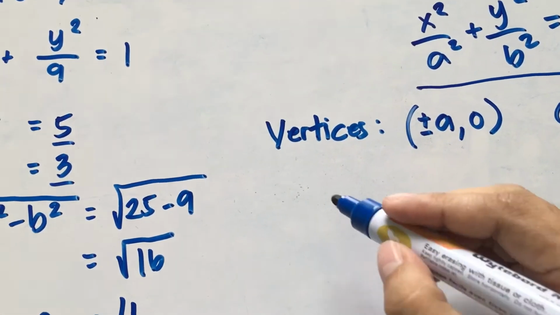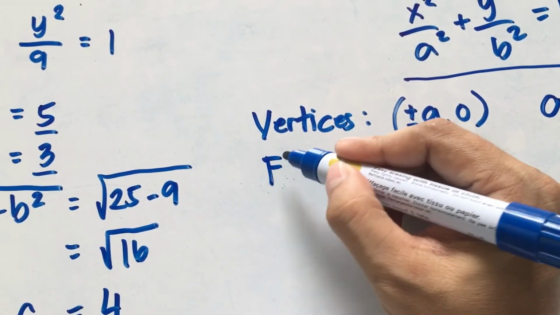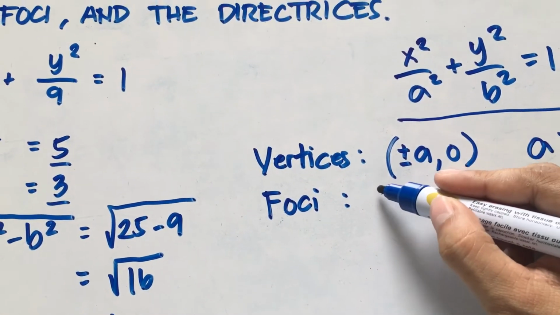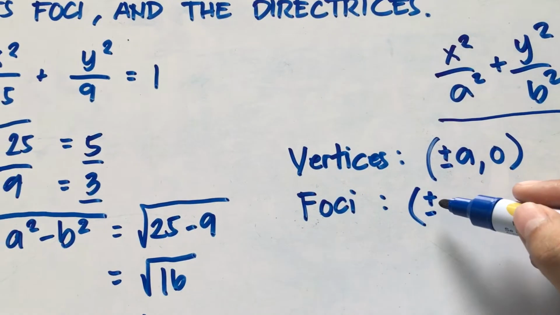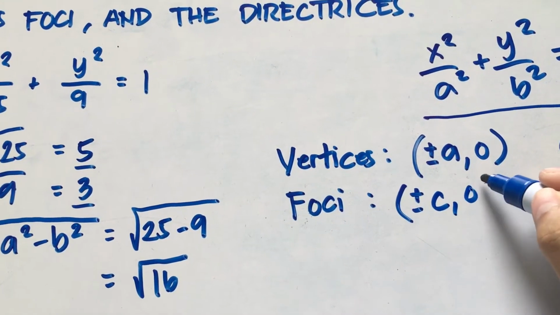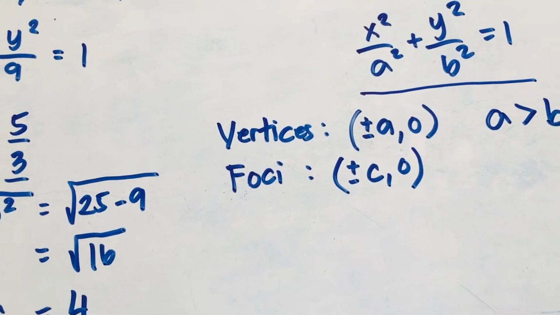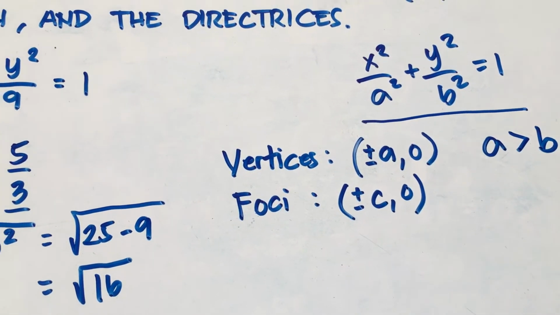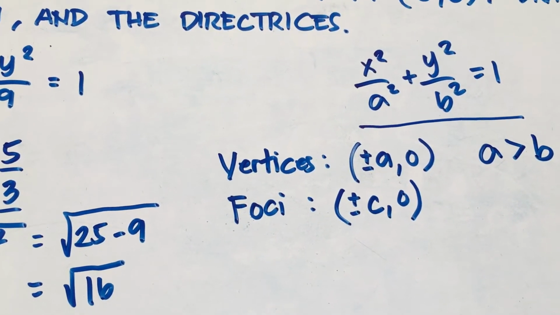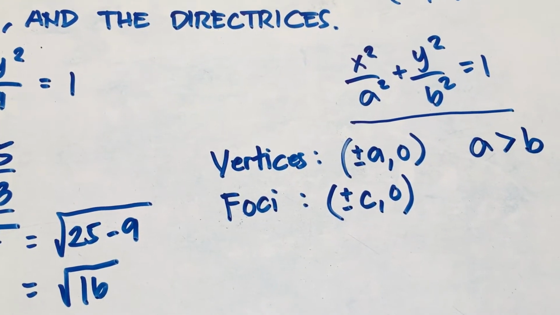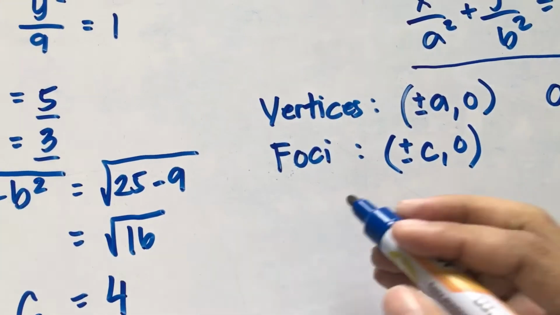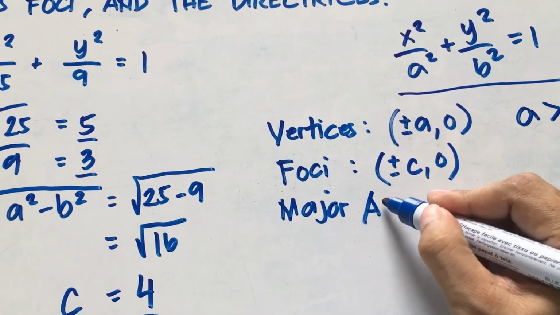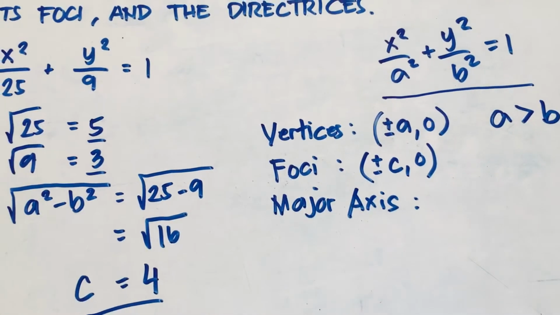Another thing, I will write first the formula. The plural for focus is foci because we have 2 foci in our ellipse. If you take note, we have positive and negative c, 0. So we will note first the important things that we need to solve. Another thing, before we can graph our ellipse, we also need our major axis.